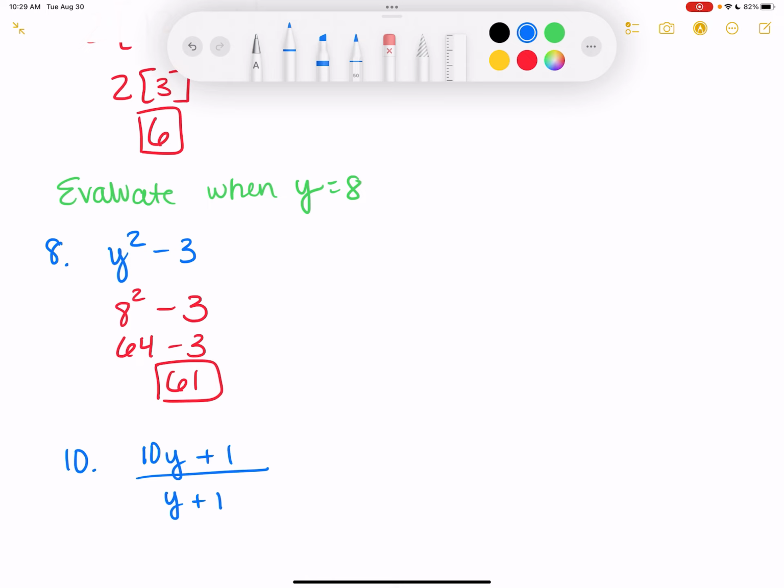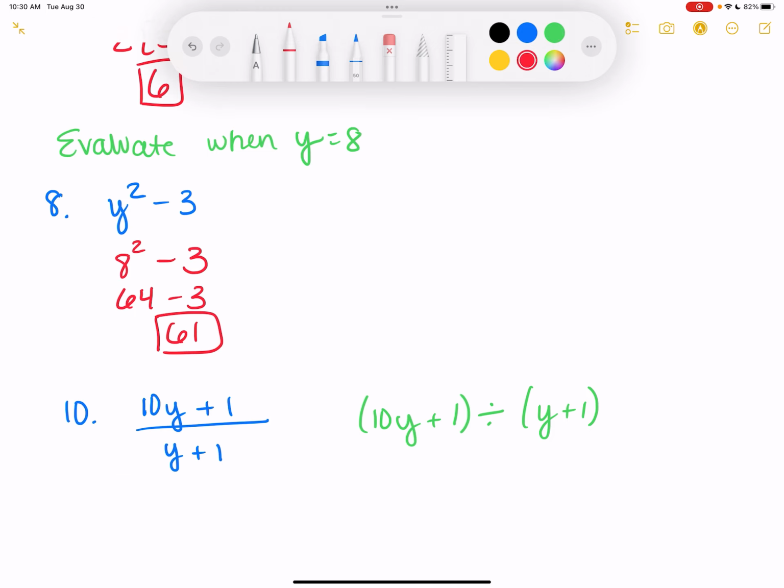When you have a fraction bar like this, I always say do the stuff on top, then do the stuff on the bottom, and then divide the two things. It just makes it way easier when you think about it, because we could also write it as 10y plus 1 divided by y plus 1, and if we did that, we would do the stuff in parentheses first, and then we would do the division last. And so the fraction bar is sometimes also looked at as another grouping symbol. So just a fun fact for you.